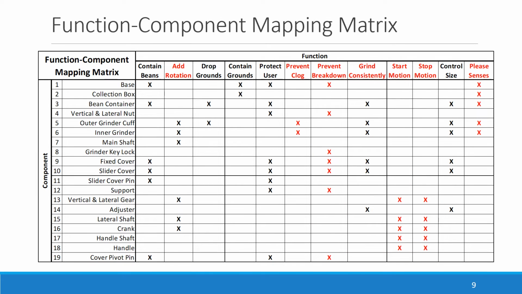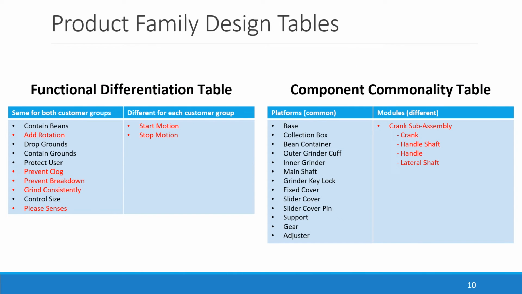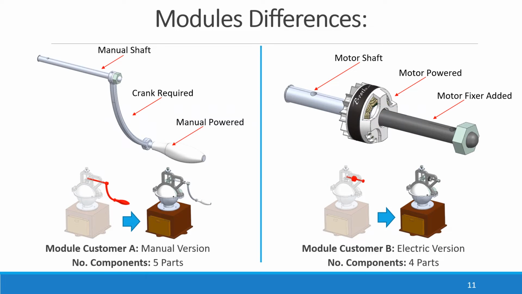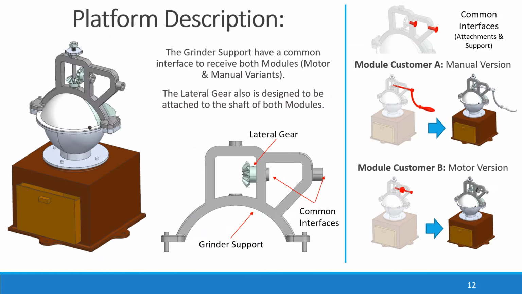Here is the functional component mapping matrix for the coffee grinder. Here are the functional differentiation table and the component commonality table. Two modules were generated based on the functional differences, especially in the energy source. The rest of the components are part of the platform.